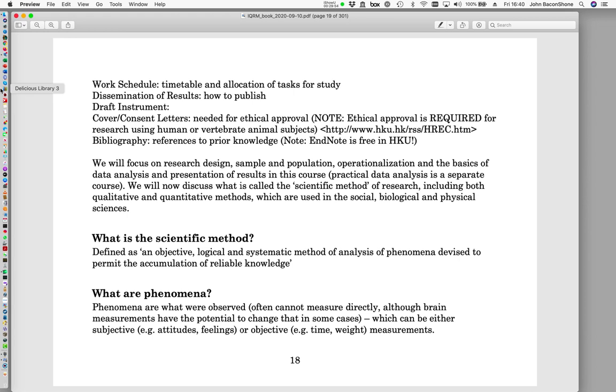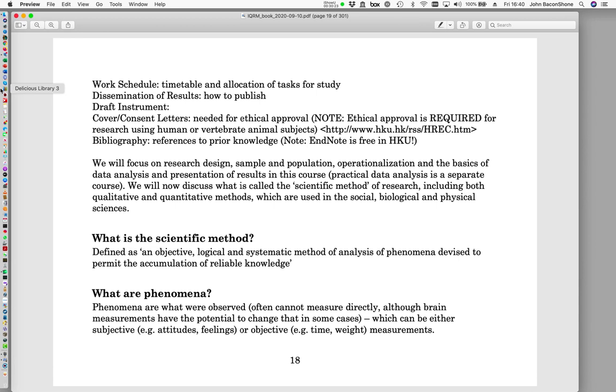And then ethical approval. I used to chair the Ethics Approval Committee for non-clinical research in Hong Kong U. If you are dealing with human subjects or vertebrate animal subjects, you would normally need ethical approval, and this is something that your supervisor should be advising you on, and you need to obtain that ethical approval before you start data collection.